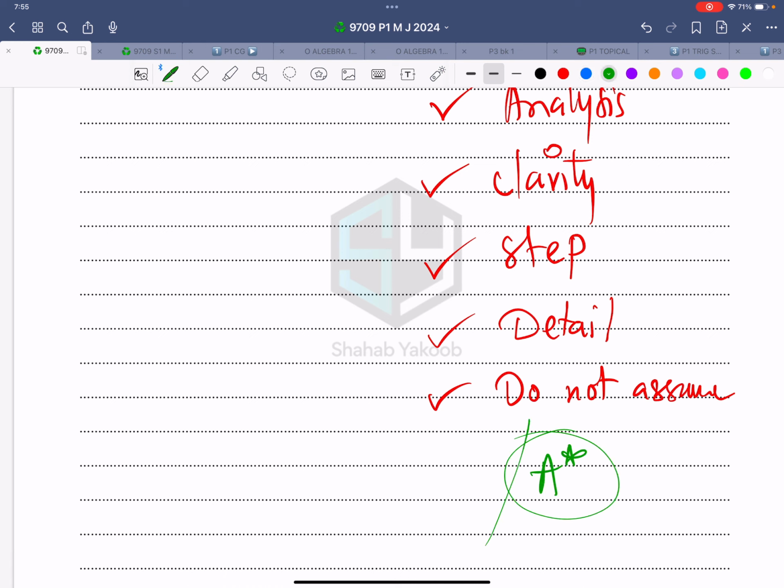So A star, I mean that's the overall A level grade, but in order to get started, you need an A in P1, and a lot of people, they either give S1 or M1, and you need help in that.